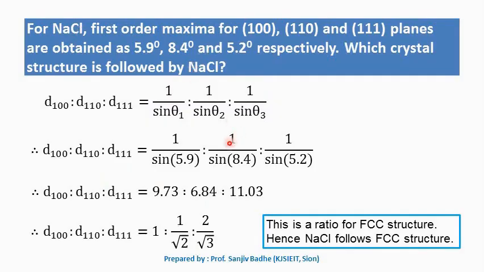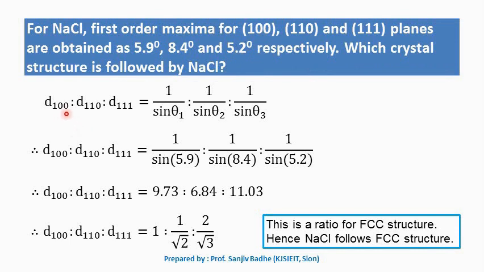So with this example it will be more clear how the crystal structure is found with the help of Bragg's results obtained in the Bragg's X-ray diffraction experiment. For NaCl, first order maxima for 100, 110 and 111 planes are obtained as 5.9 degrees, 8.4 degrees and 5.2 degrees respectively. Which crystal structure is followed by NaCl?